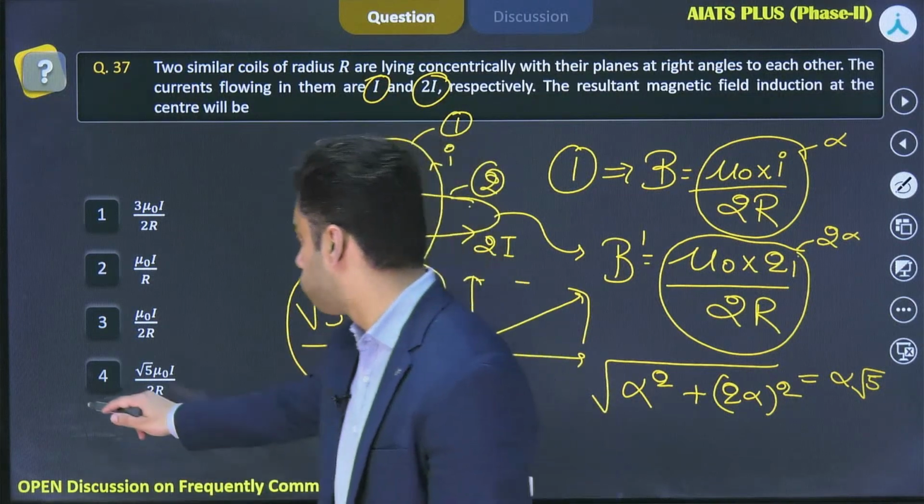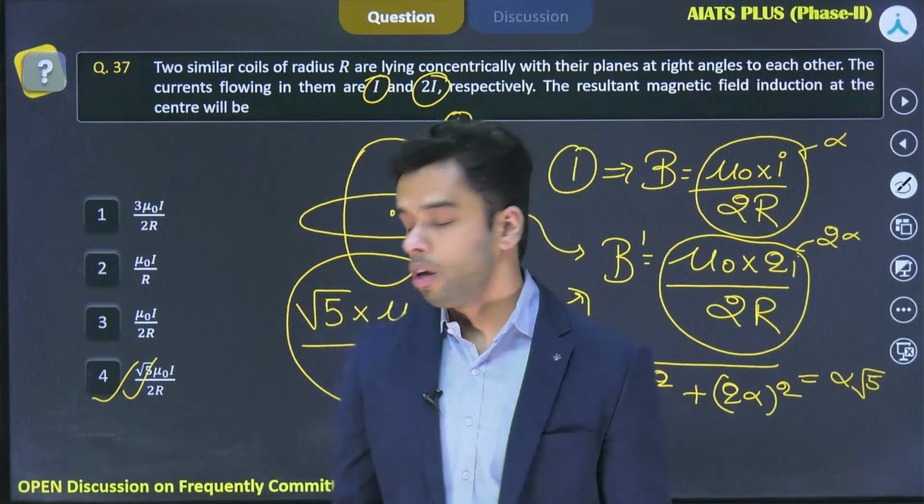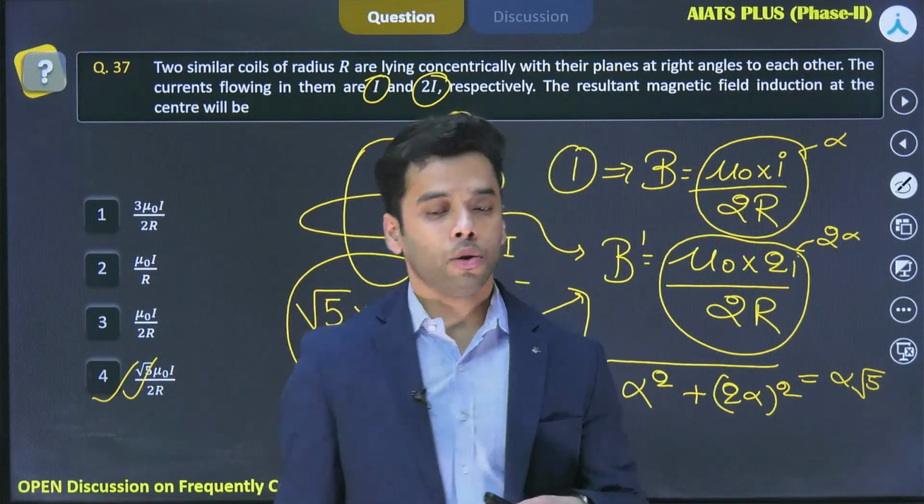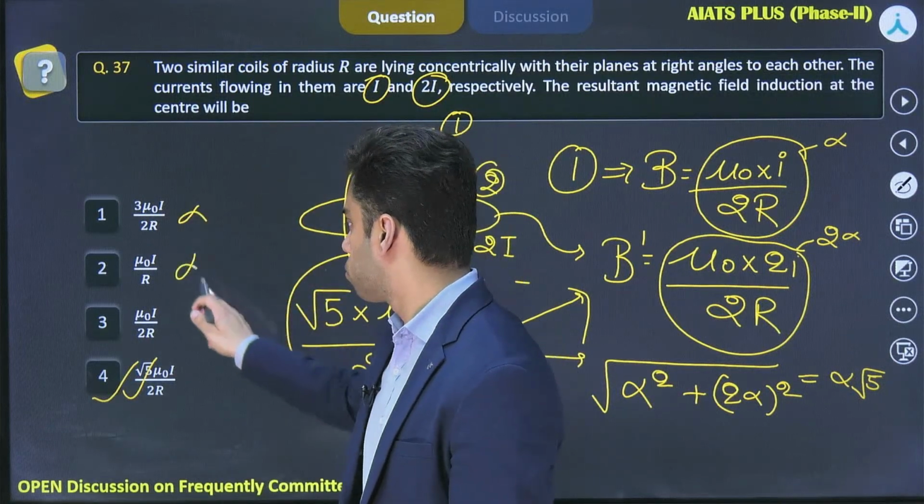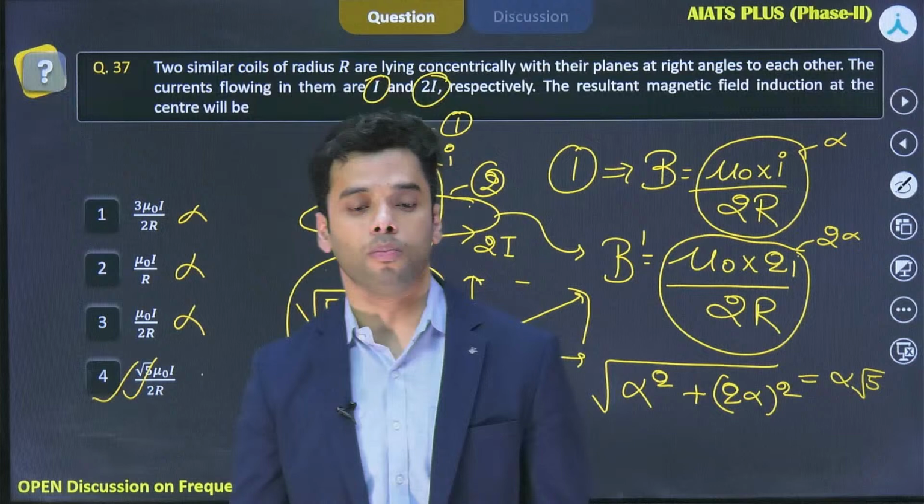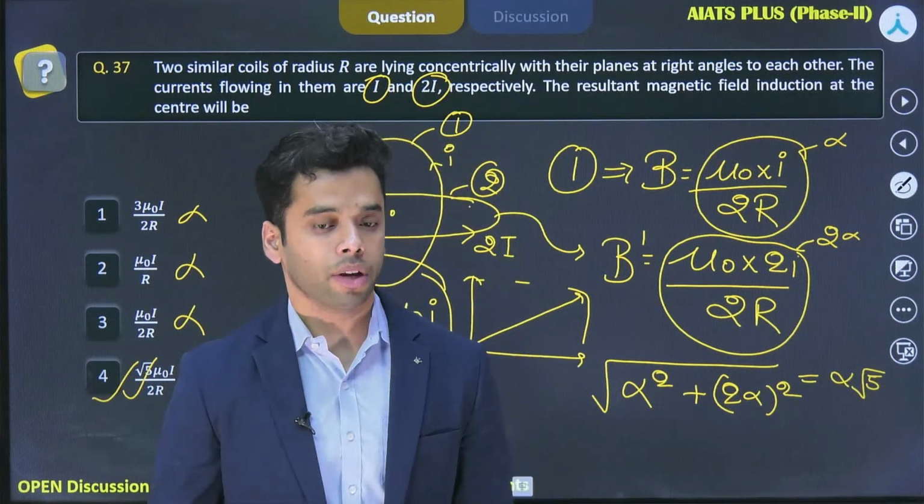Option 4 is the correct answer to this problem. That's why you need to pay attention in the class. Option 2 is not the correct answer. Had you ticked option 2 in the original paper, you would have got negative marking. So this one is wrong, this one is wrong, this one is wrong. Option 4 is the correct answer to this problem.